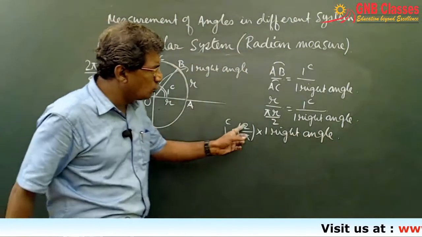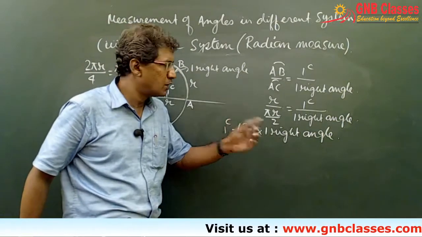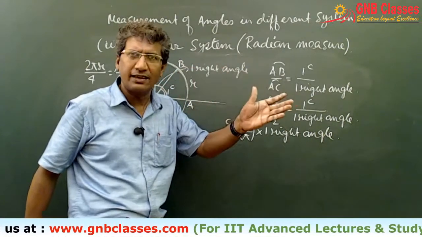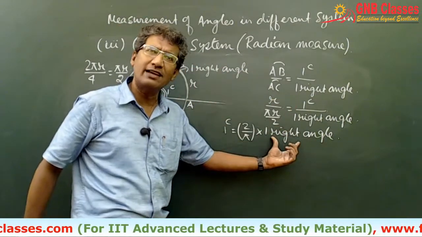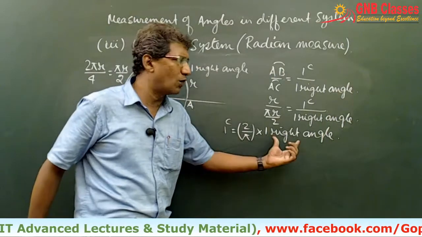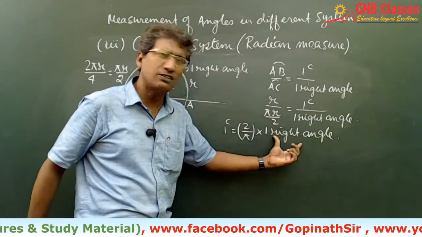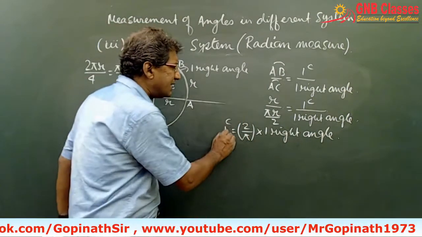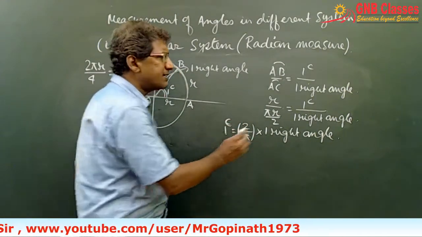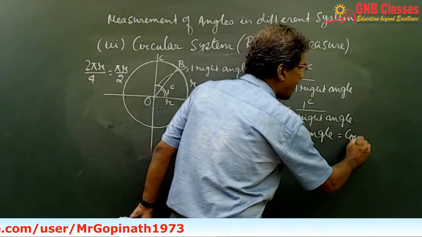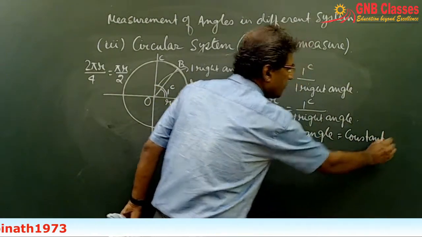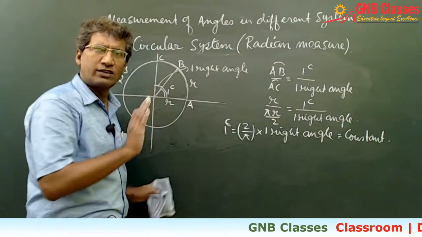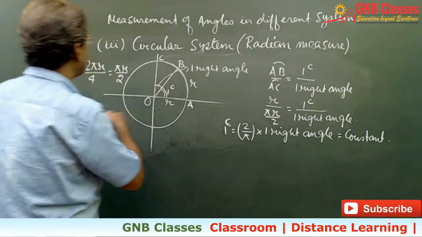Now you observe 2 by pi is fixed. 1 right angle is also fixed. A right angle cannot vary, isn't it? Because what is the definition of a right angle? 1/4 of a turn is what is called 1 right angle. So a right angle is fixed, and 2 by pi is fixed. Therefore, 1 radian is a constant. It is not a variable. Have you understood this? So radian is a constant, not a variable. This is the first conclusion that we came to.